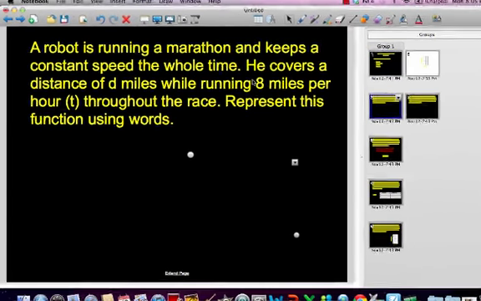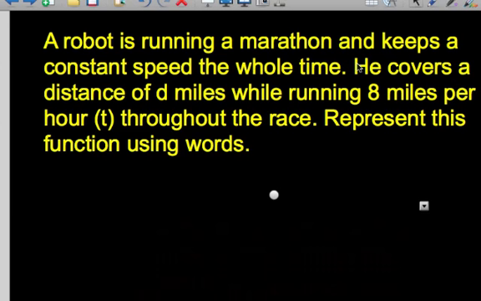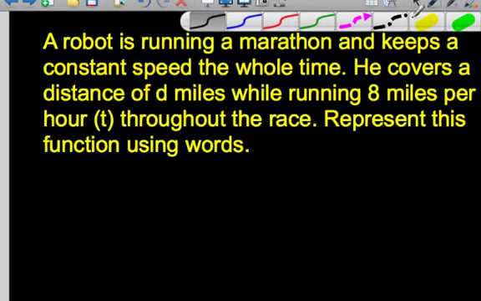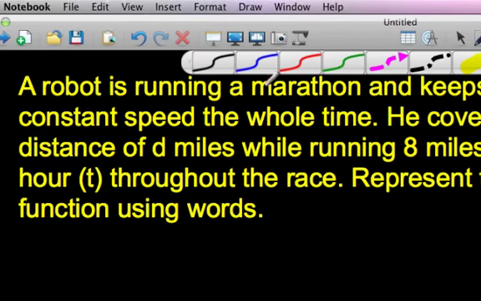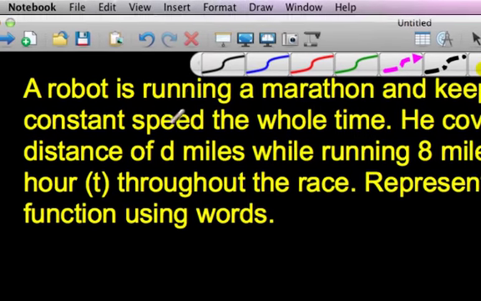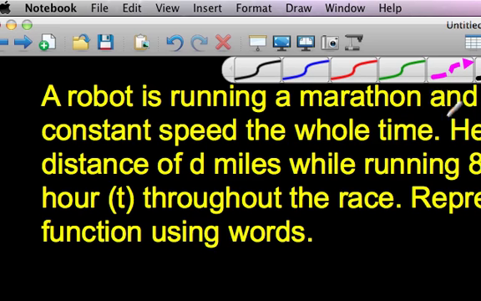Alright, a robot is running a marathon and keeps a constant speed the whole time. He covers a distance of d miles while running 8 miles per hour, t, throughout the race. Represent this function using words. Well, if we just go through and highlight some things here. A robot is running a marathon and keeps a constant speed the whole time. Okay, that means it's going to be linear. It never changes. He covers a distance of d miles.